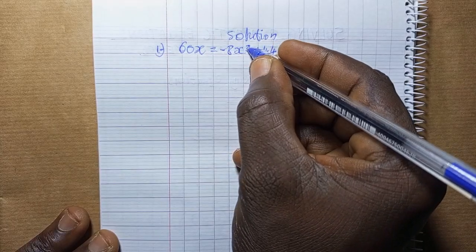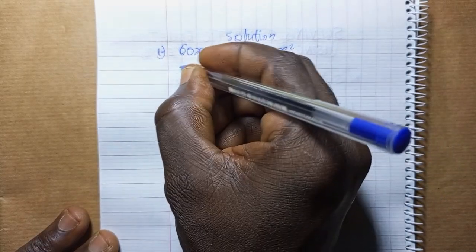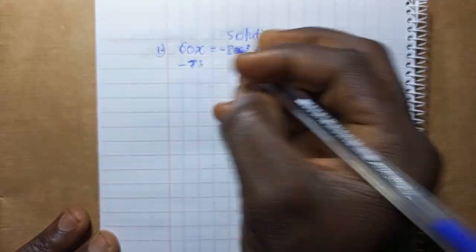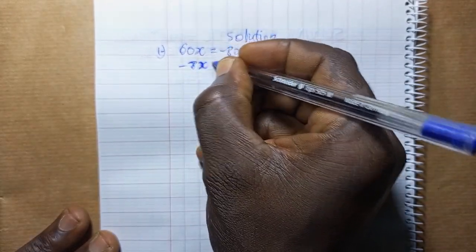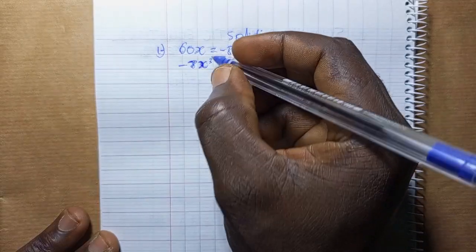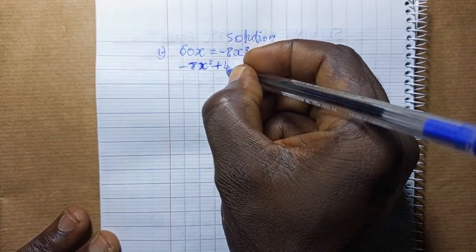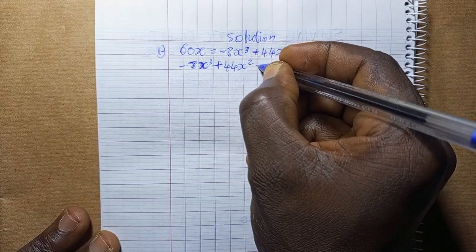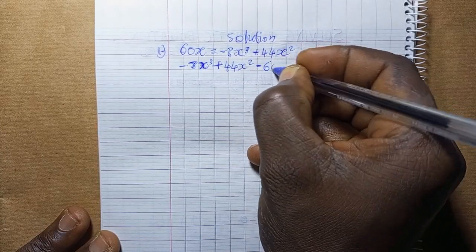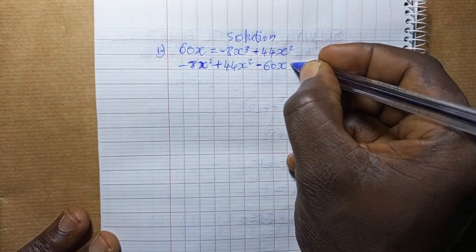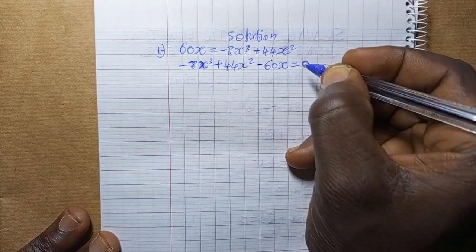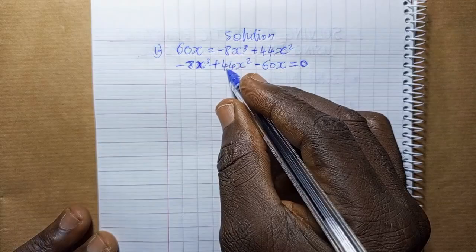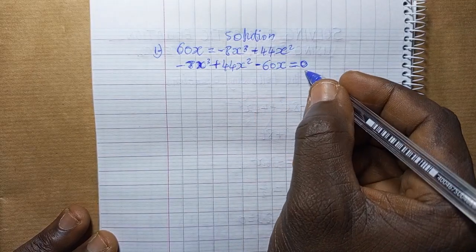So starting with the highest power here, which is minus 8x raised to power 3 plus 44x square minus 60x equal to 0. So I'll move everything to the left hand side of the equation and equate it to 0.